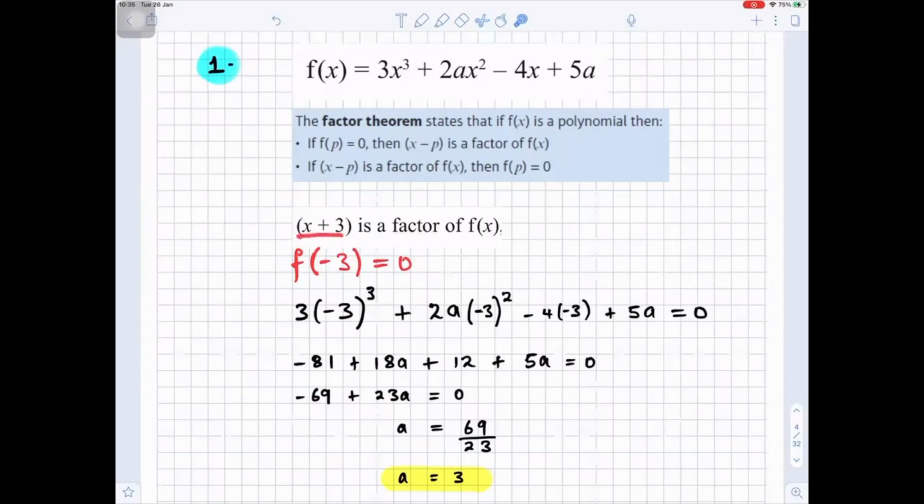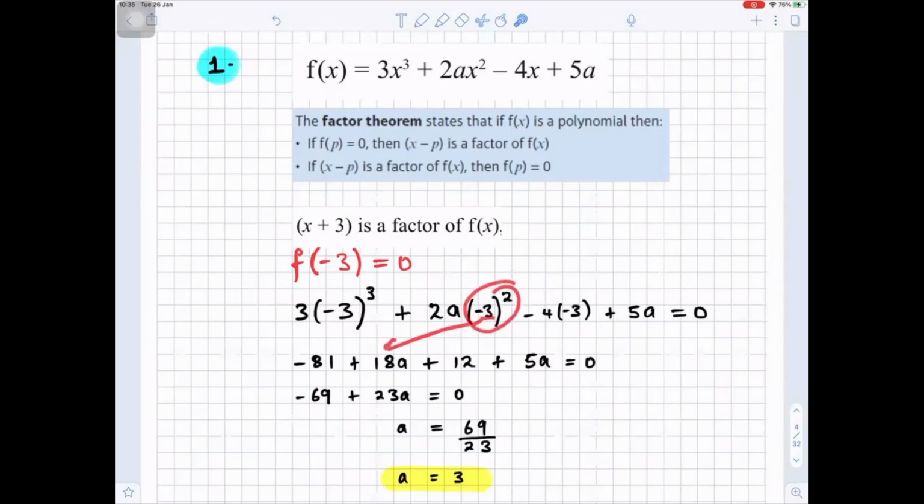So if x plus 3 is a factor of f of x, that means f of minus 3 is equal to 0. So we substitute x equals minus 3 in the polynomial, and that will be equal to 0. So 3 times minus 3 cubed plus 2a times minus 3 squared minus 4 times minus 3 plus 5a equals 0. 3 times minus 3 cubed is minus 81, plus 2a times minus 3 squared, which is 9.